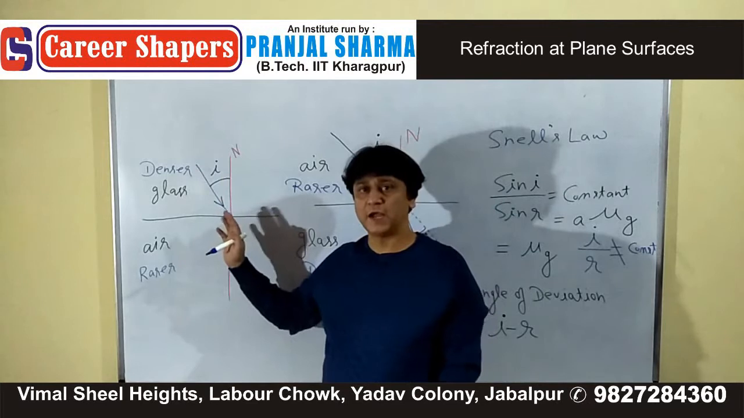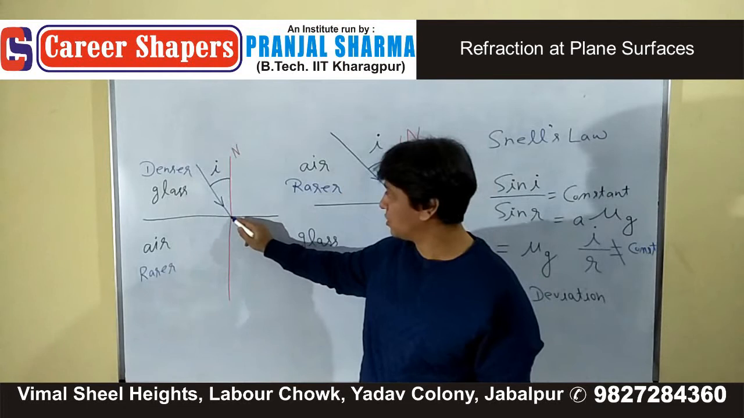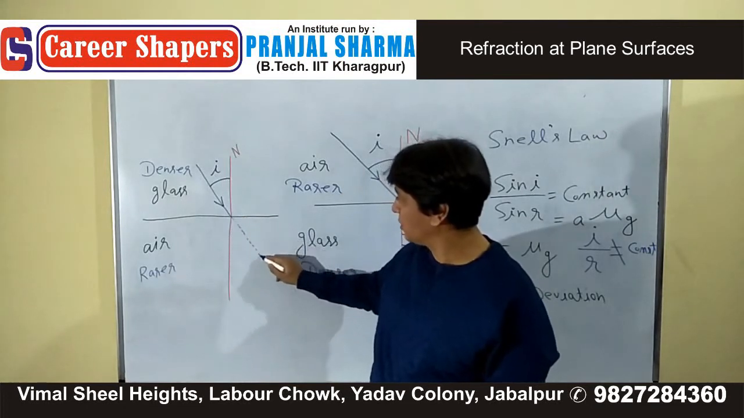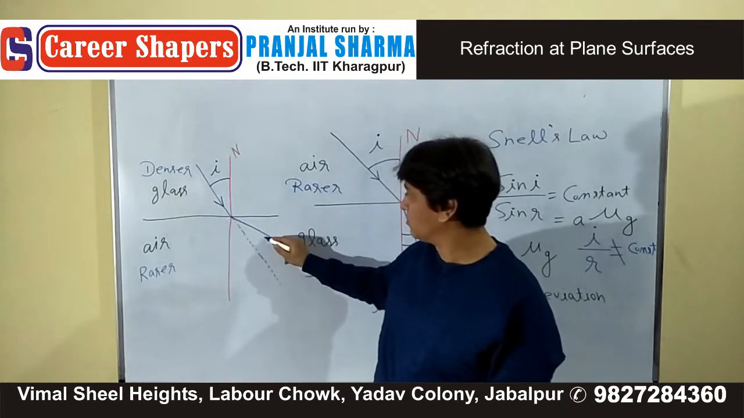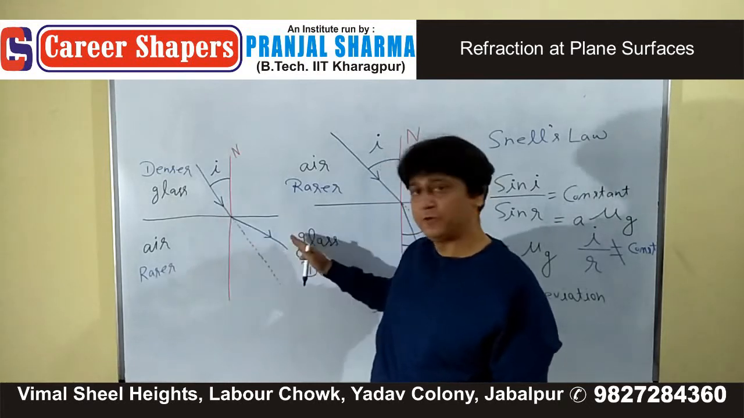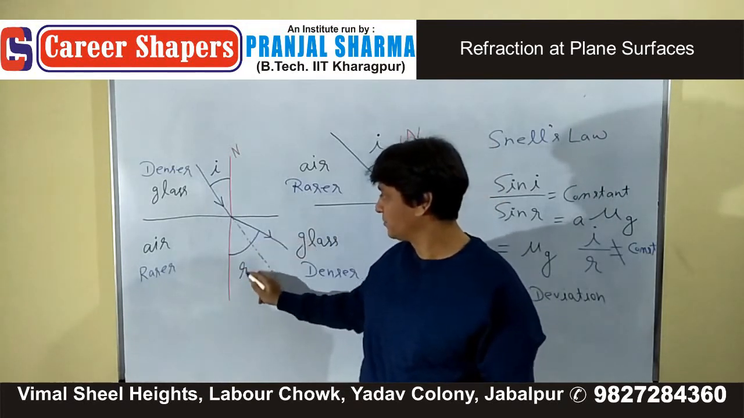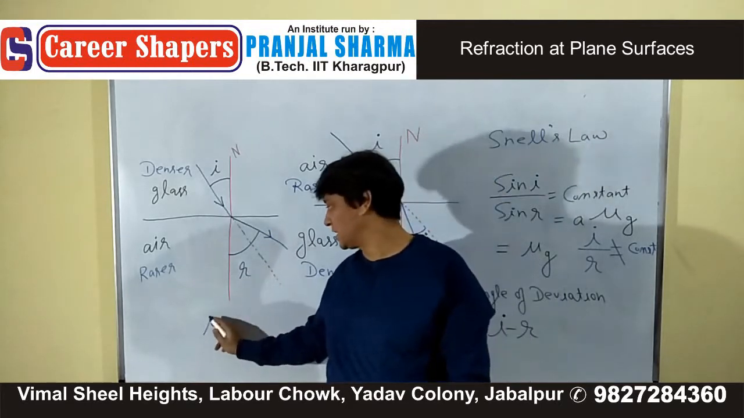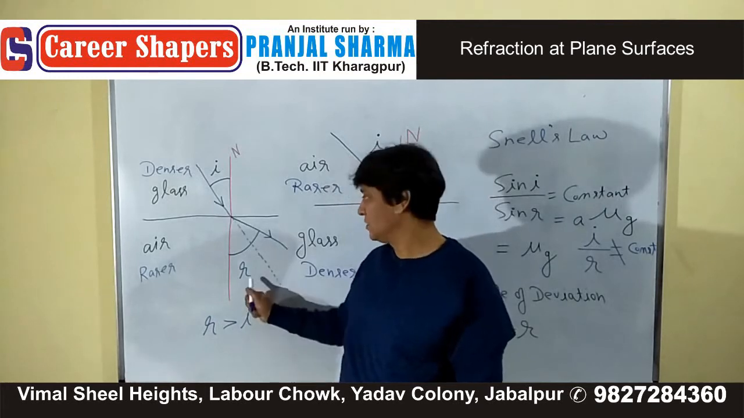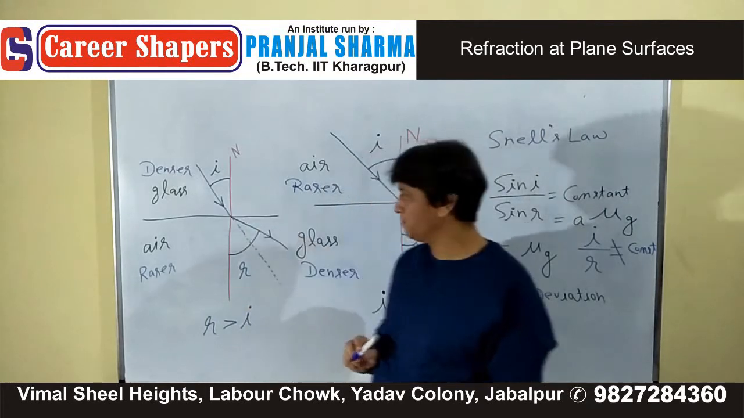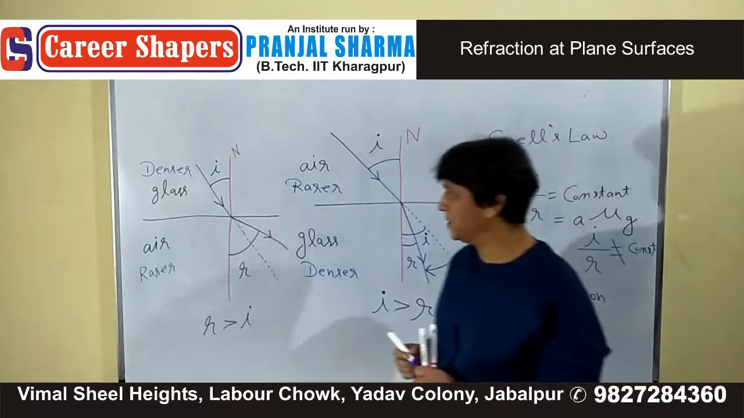You know that when light moves from denser into rarer, it moves away from the normal. This is the original path. The light ray moves like this. It moves away from the normal. This angle is R. In here you can see that R is greater than I. This is happening when light ray moves from denser into rarer medium.